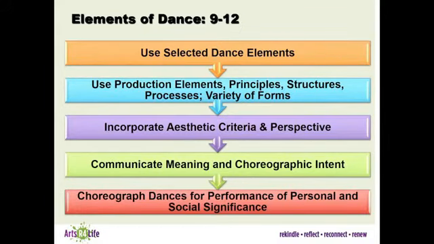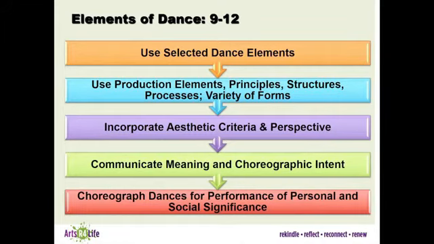At the high school, or 9 through 12 level, students should be able to create dances using selected dance elements, choreographic principles, structures, processes, and production elements to fulfill choreographic intent and meet aesthetic criteria. For example, students may select a poem as a basis for choreographic intent. With a partner or small group, they create a short dance focusing on the dance elements of body and energy, the choreographic principles of unity and repetition, and the choreographic structure of the poem.